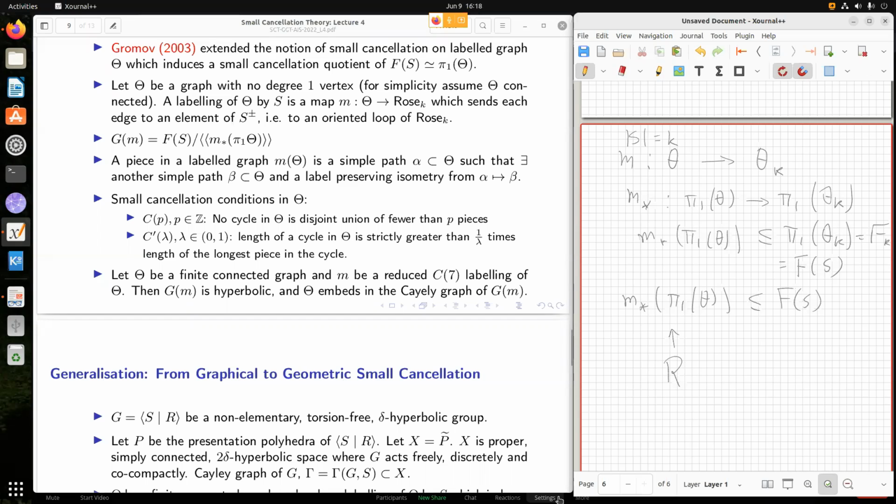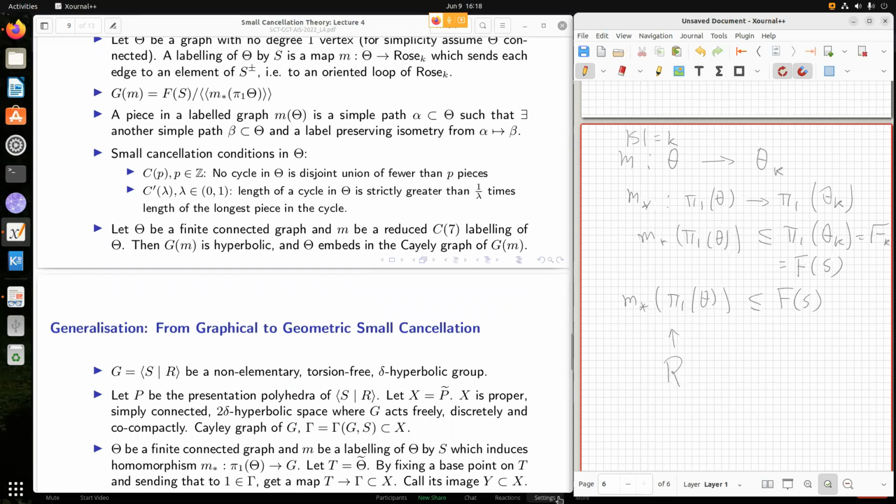That means the length of the relator is greater than 1 by lambda times the length of the longest piece, right? Exactly the same thing is being said here. The length of the relator, that is the length of the cycle, is strictly greater than 1 over lambda times the length of the longest piece in the cycle. So that is the C prime lambda small cancellation condition that was introduced by Gromov. It's called the graphical small cancellation condition. This is a metric one, and this is the combinatorial one.